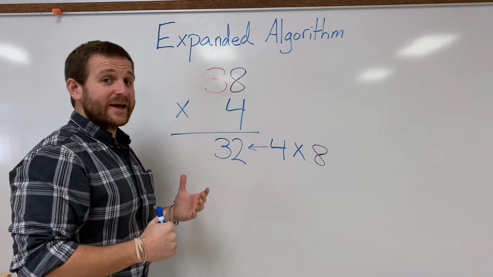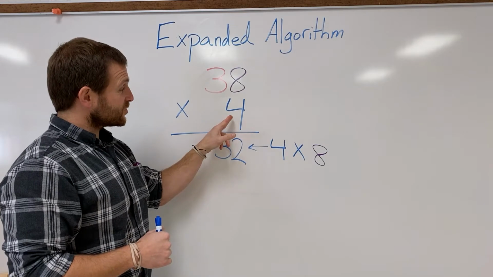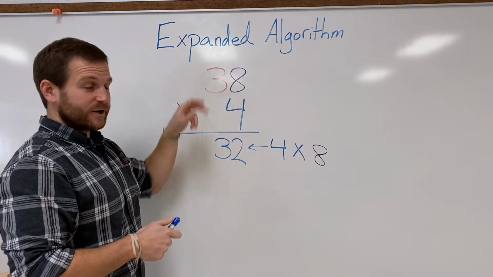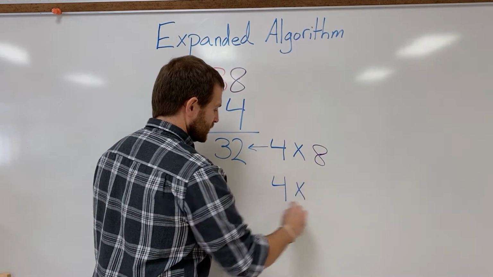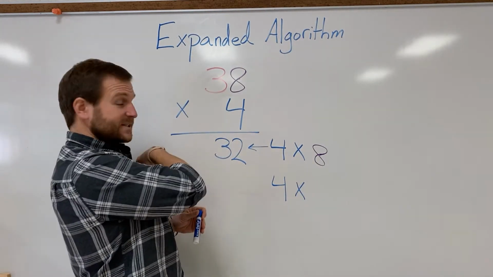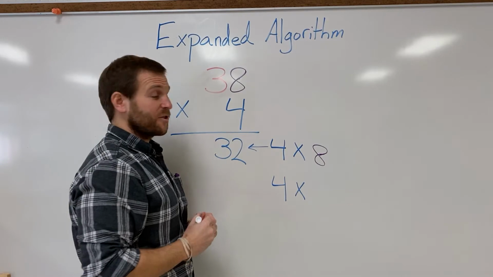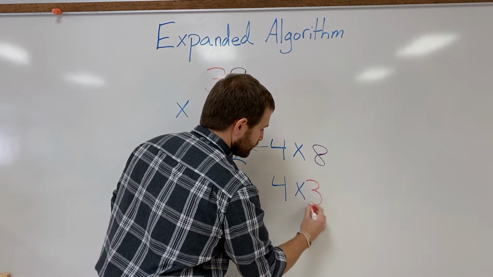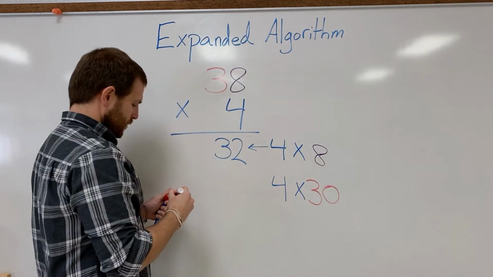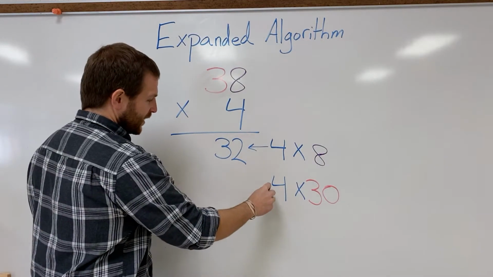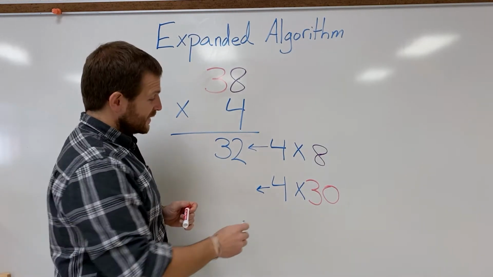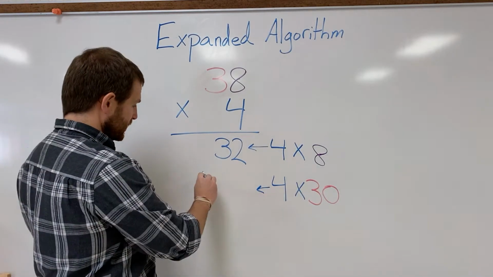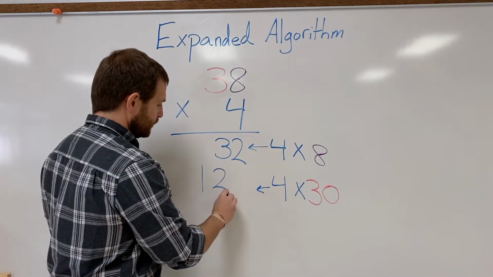The next part of my equation is going to have me multiplying 4 times 30. So I'm going to write that underneath here. 4 times, and this 3, since it's in the tens place, represents 30. So again, I come across, make sure to line up all my place values, and 4 times 30 is going to give me 120.